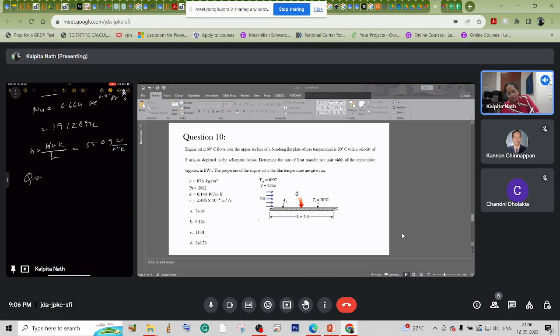So Q is h A (T infinity minus Ts), right? If we put all the values, the surface area is 5 into 1 because it is said per unit width, so we have taken the width as 1. This will come out to be 11.018 kilowatt. That is option C.